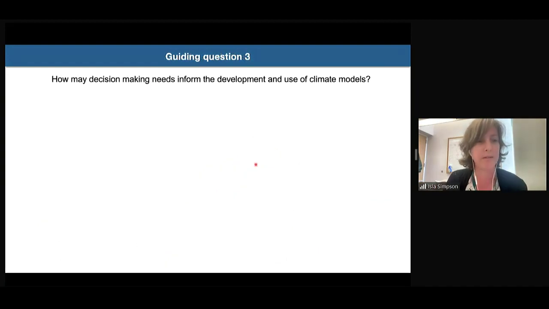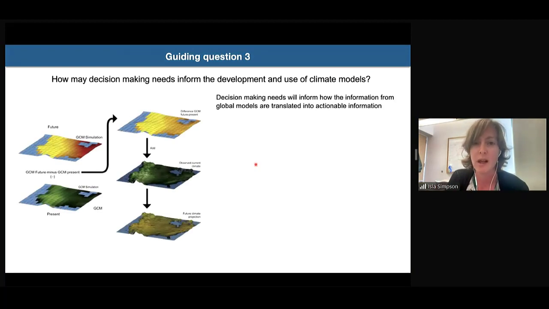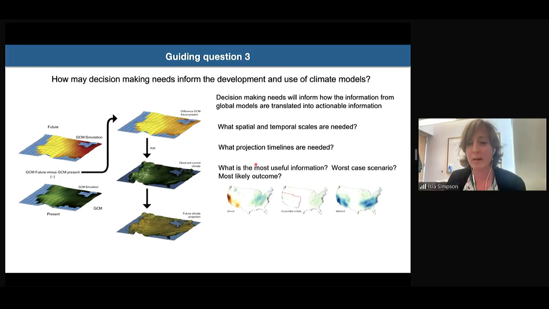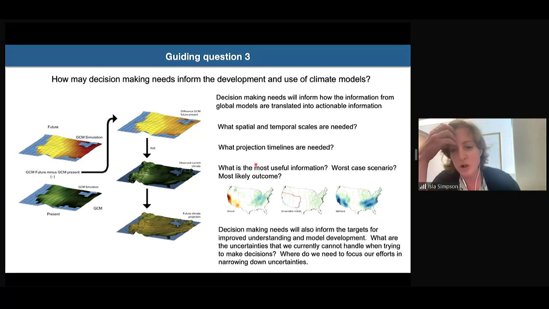So just one final slide about the final question: how might decision-making needs inform the development and use of climate models? I think the decision-making needs will inform how global models are translated into actionable information. For example, what spatial and temporal scales are needed, what projection timelines are needed, and what is the most useful information? Do people want to know the worst case scenario that they need to adapt to or the most likely outcome?